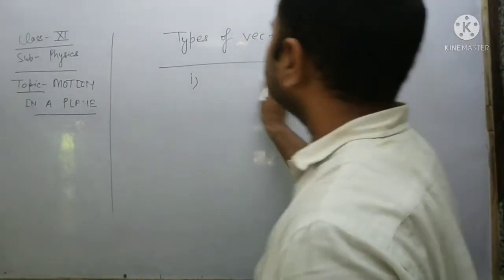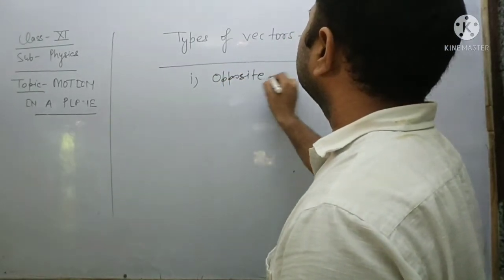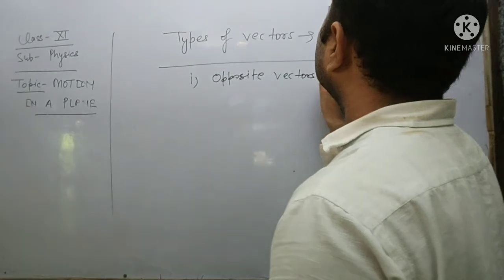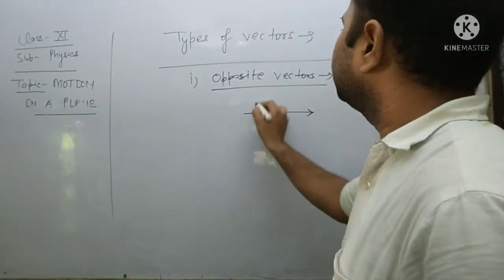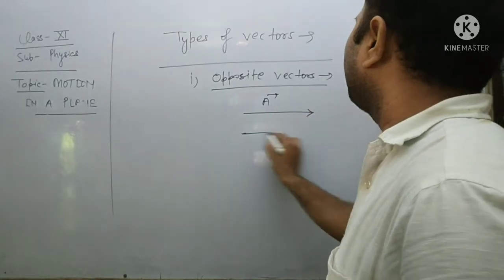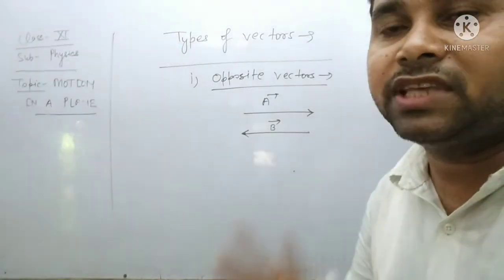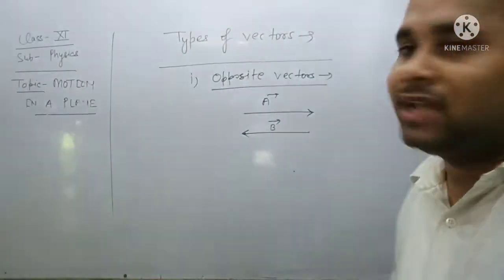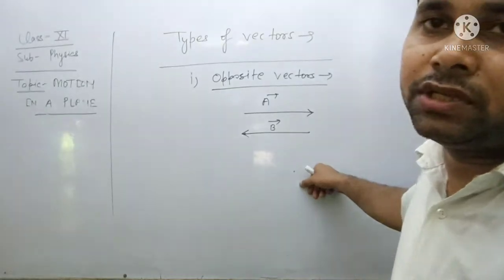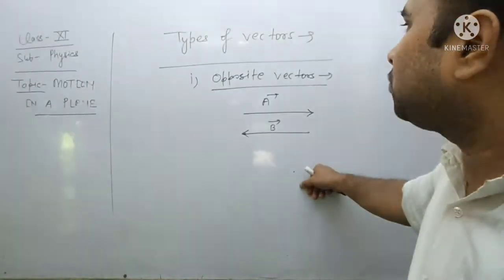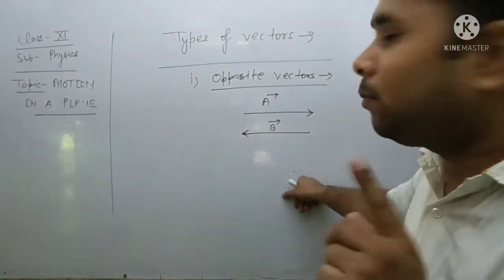Next, opposite vectors. Opposite vectors means if two vectors, vector A and vector B, both have the same magnitude but are opposite in direction, then the vectors are said to be opposite to each other. A is opposite to B, B is opposite to A, when they have the same magnitude and opposite direction.